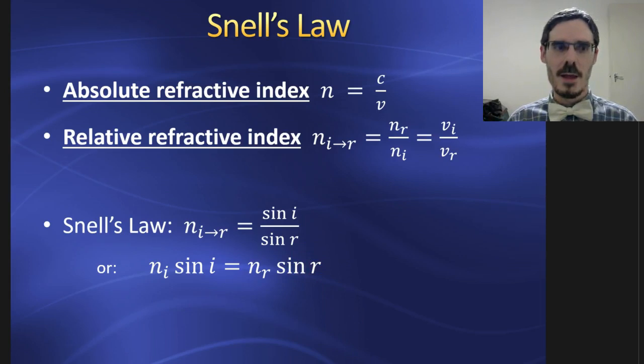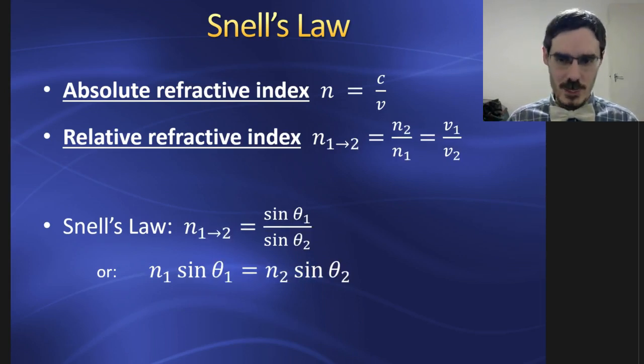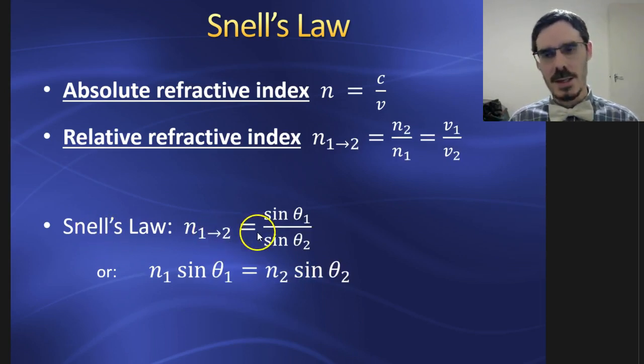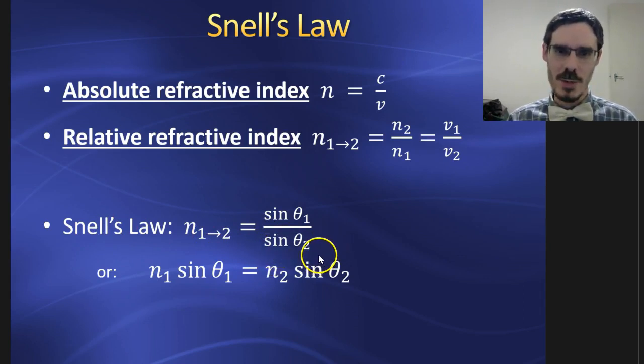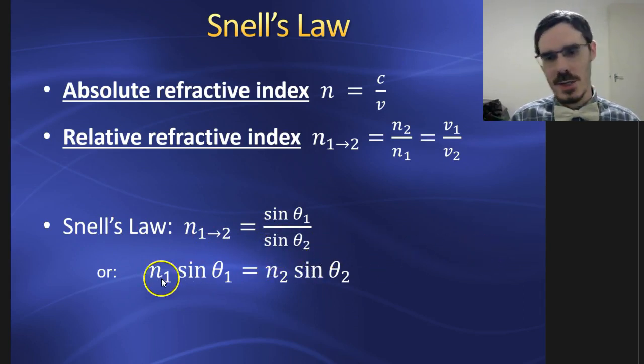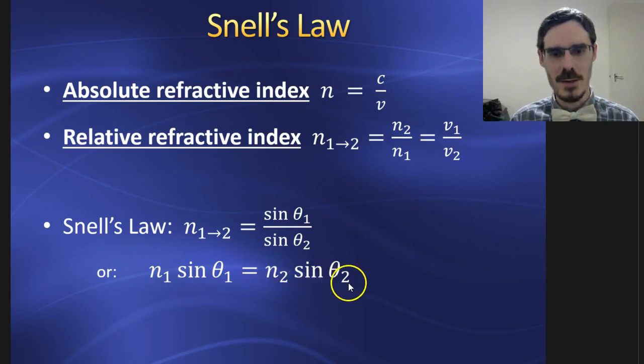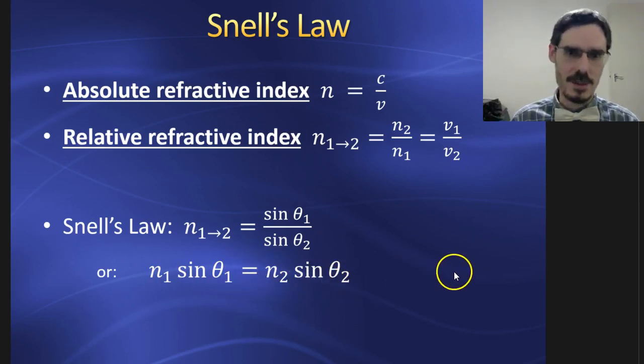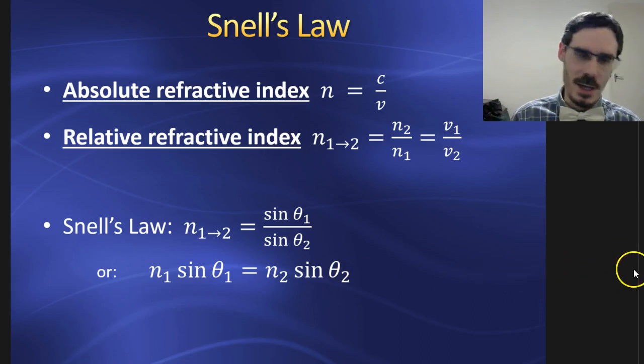The advantage of doing it this way with 1 and 2 is that if you end up in a situation where you're going from one material to another, you can just go n1 sine theta 1 is n2 sine theta 2 is n3 sine theta 3 is n4 sine theta 4 and just keep going.